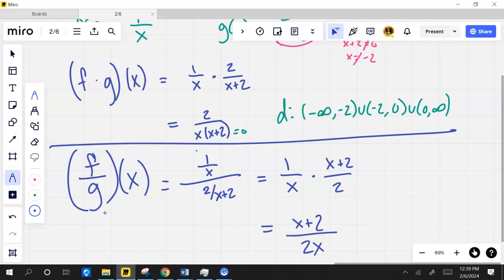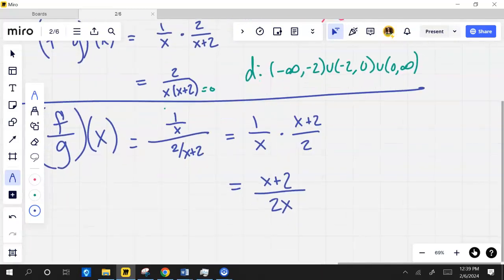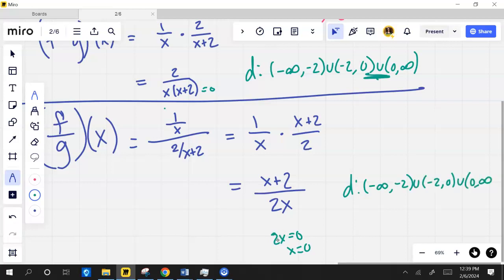There's my function. It's going to be the same thing. There's nothing new. As I look at this, if I set the bottom to 0, I get x equals 0. I've already left out 0. I don't have to leave it out again. Yes, only the denominator. You just do it.